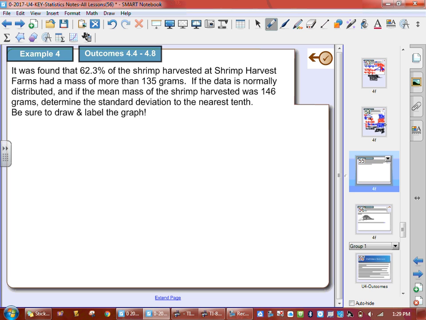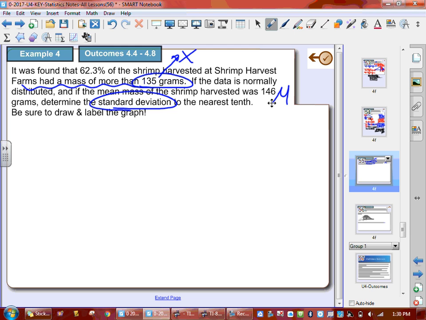Well, I've only been given one number. So, in order to find that out, here's an X number. It says most farms have a mass of more than 135. So we need to know which numbers those are. 135, that's a raw score data number. That's an X number. So the z-score formula has 4 variables. We need to have 3 variables in order to find the 4th. So what number are they giving us that we're able to find?